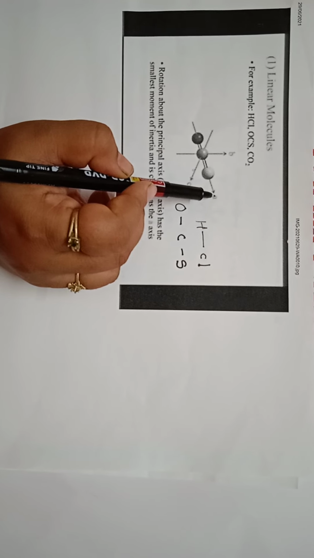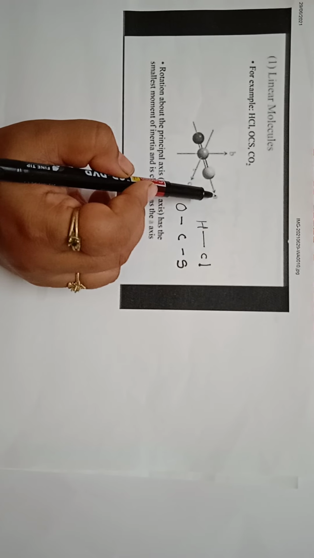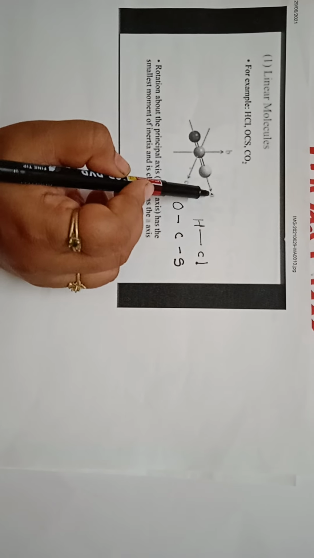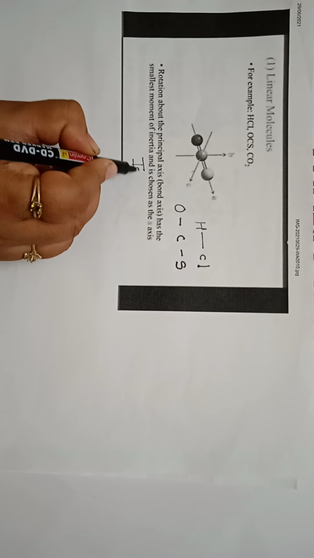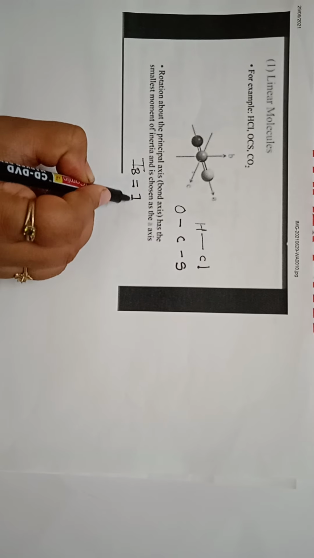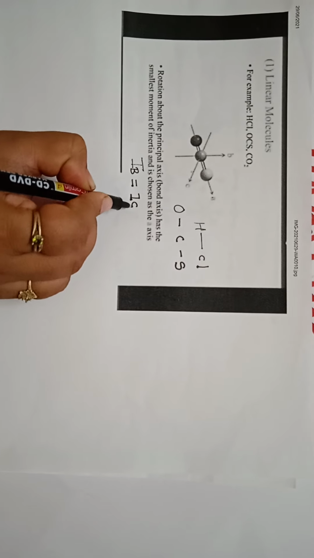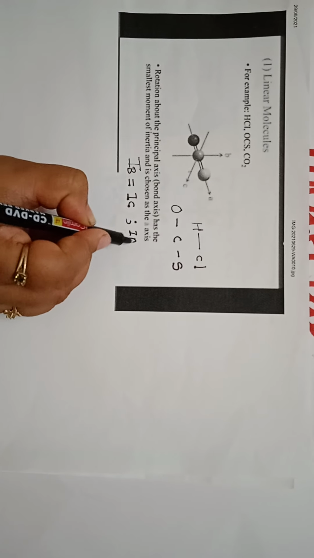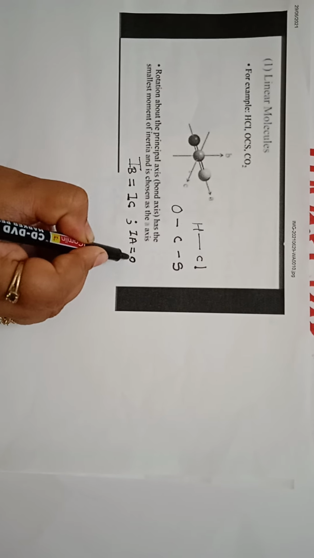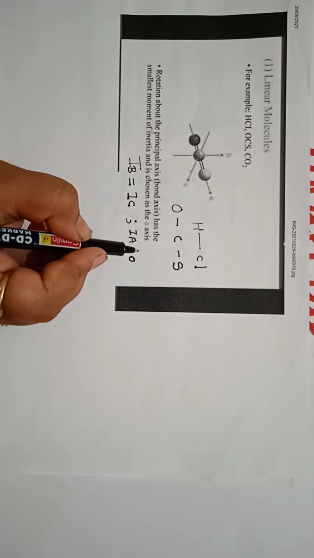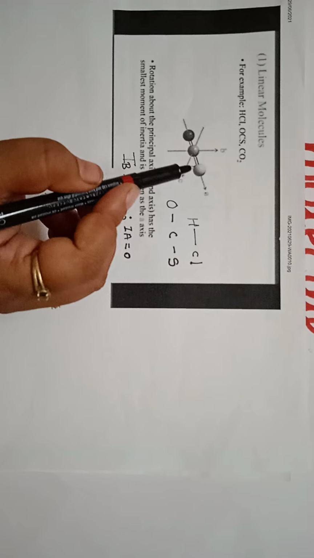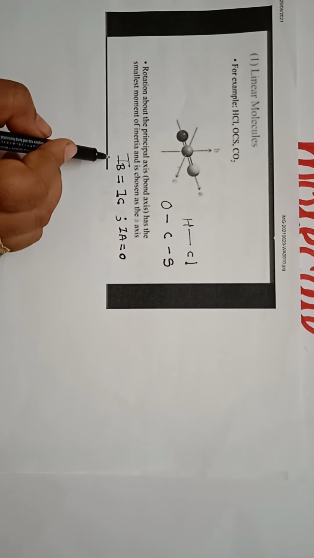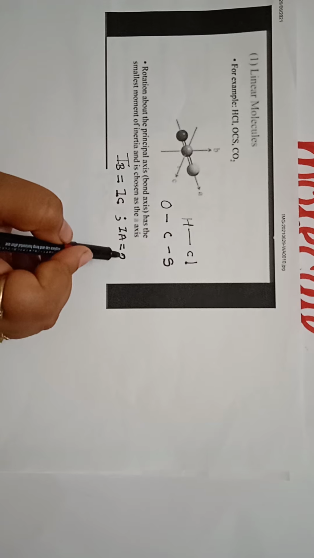It should be noted that this is the only approximation. Thus, for linear molecules, we write IB is equal to IC and IA is equal to 0. Rotation about the principal axis has the smallest moment of inertia, and it is chosen as the A axis. IB is equal to IC, IA is equal to 0.